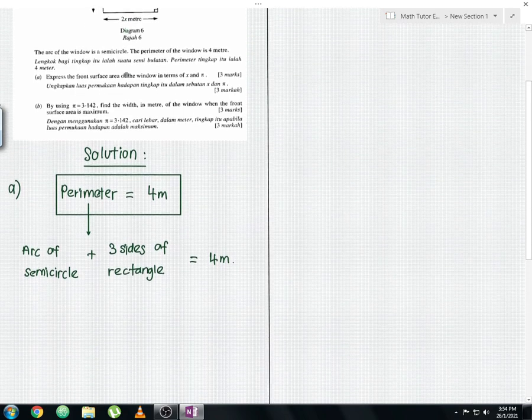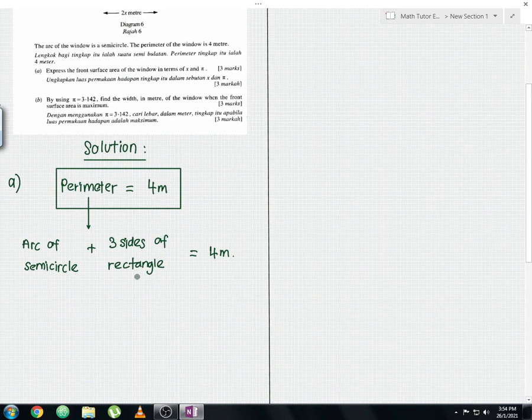So let us continue in our calculation, and then you just add the 3 sides of the rectangle respectively. So x times pi, plus y, plus 2x, plus y again. You should get a total of 4 meter. So x times pi, you should get x pi. y plus y, you should get 2y. And then plus 2x is equals to 4 meter.